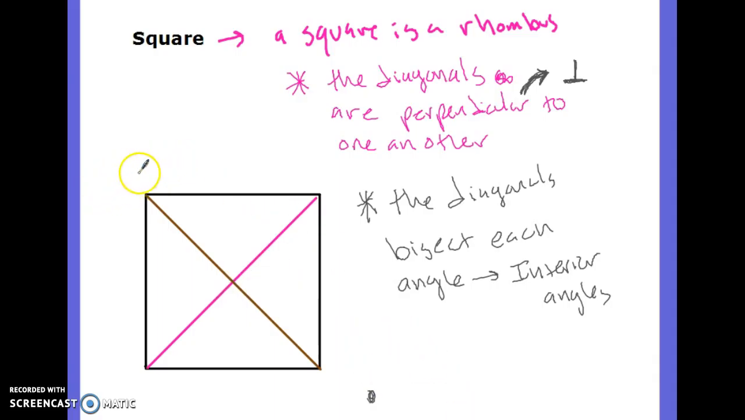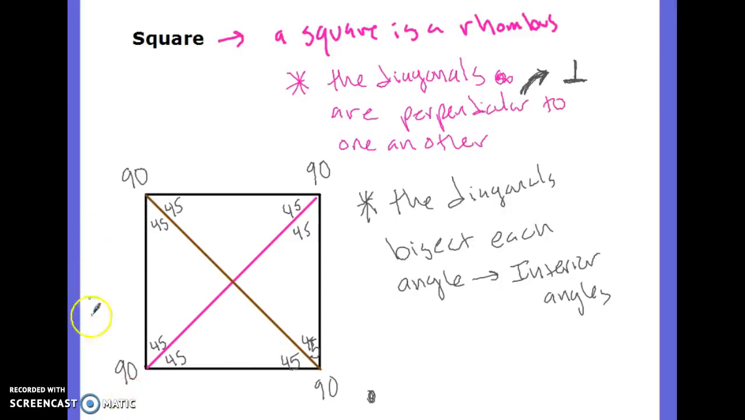If I know, for example, that this angle is 90 degrees, which all the angles are 90 degrees, this should not be surprising to anyone, right? Because it's a square. We talked about that in the previous slide. Each one of these angles is going to be 45, 45, 45, 45. It bisects, it splits each one of these angles into two congruent pieces.